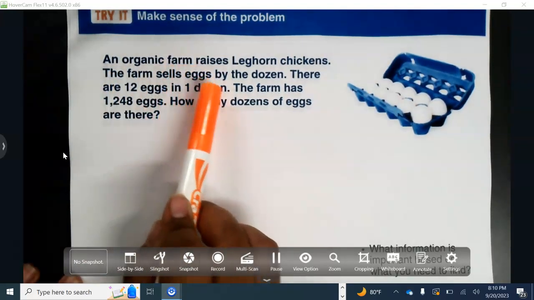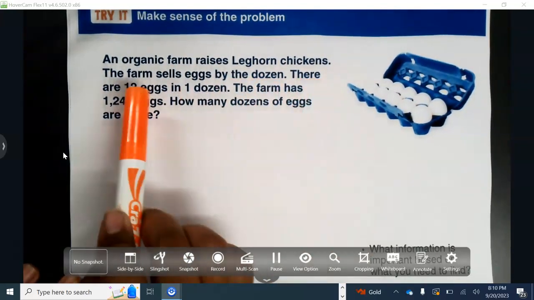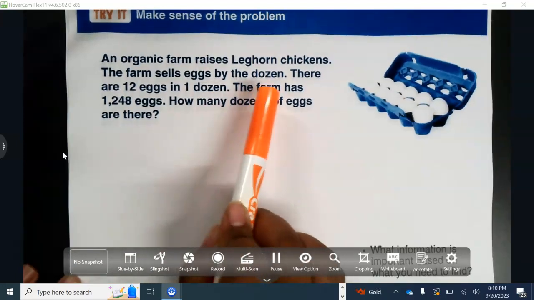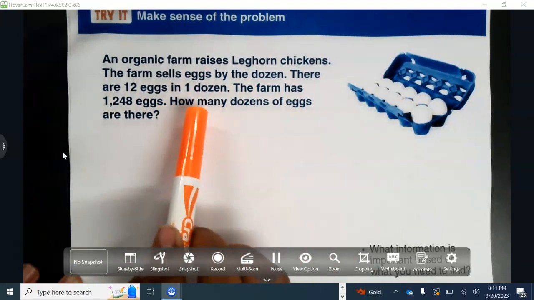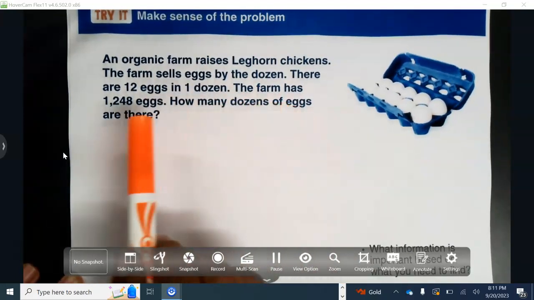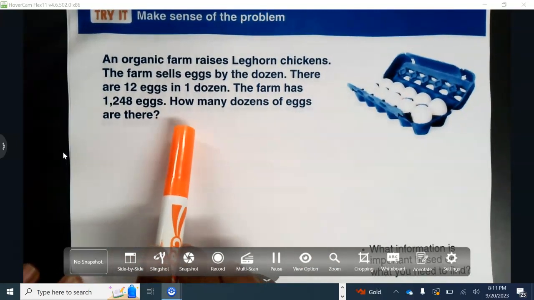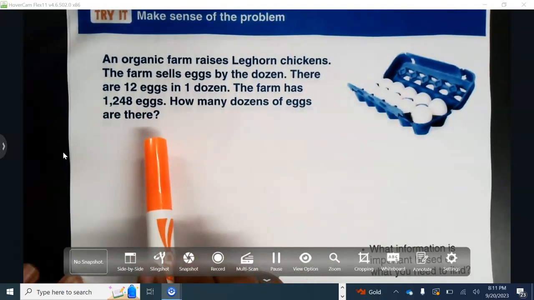An organic farm raises Leghorn chickens. The farm sells eggs by the dozen. There are 12 eggs in 1 dozen. The farm has 1,248 eggs. How many dozens of eggs are there?